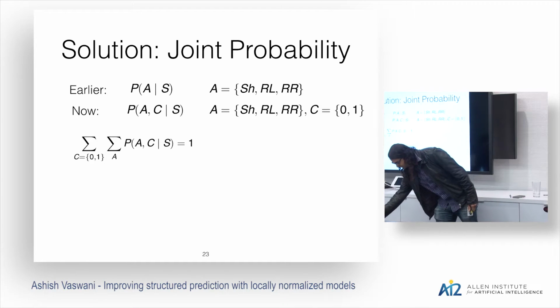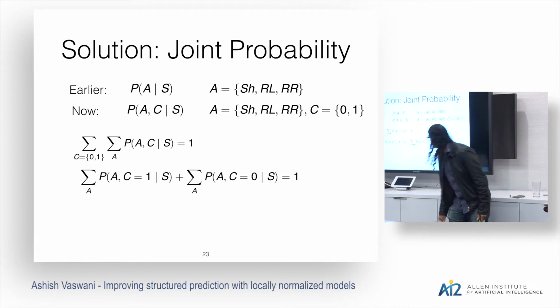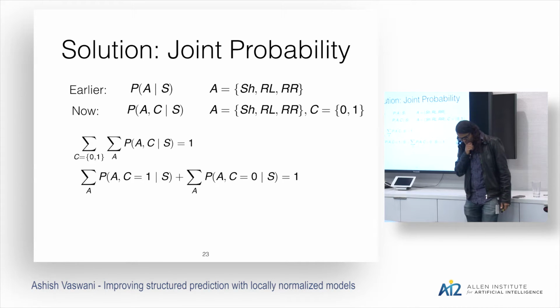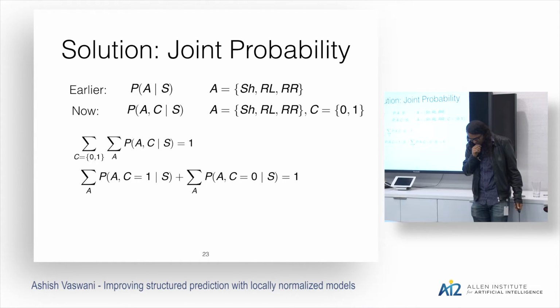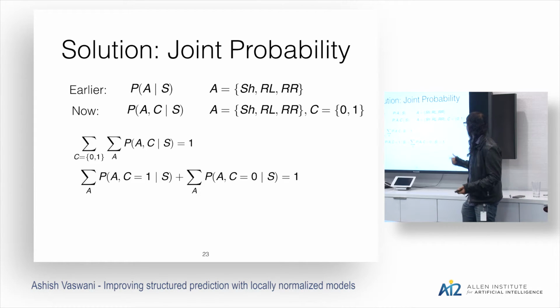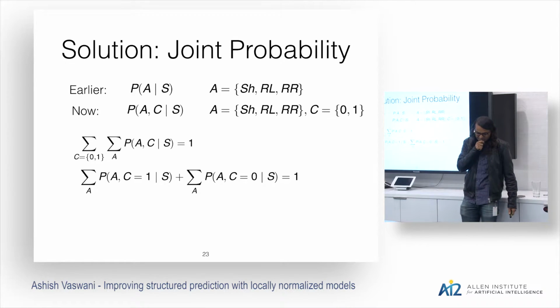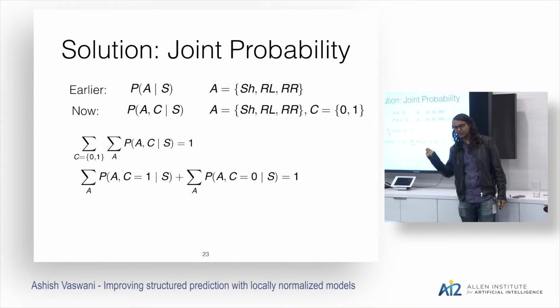Now the question is, what do we do when the state is good, and what do we do when the state is bad? If the state is good, then you should take the right action. I'd like to say there's another way you could factorize this: the probability of action comma class given state is the probability of class given state times the probability of action given class comma state.